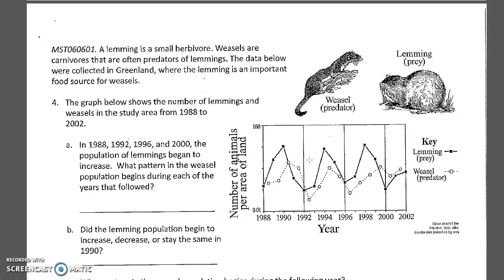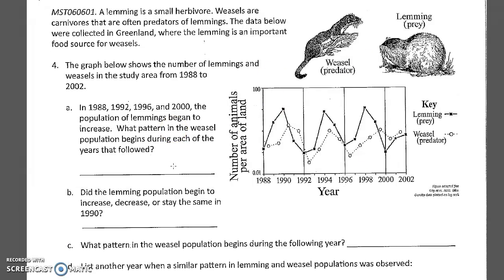Along the bottom of the graph, the year is 1988 to 2002. Along the left-hand side of the graph, the number of animals per area of land. If you look at the key, the lemming, which is the prey, is the solid line with the black squares. The weasel, which is the predator, is the dotted line with the circles. Use this information to answer the following questions.